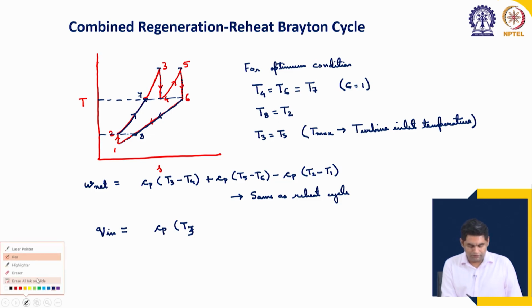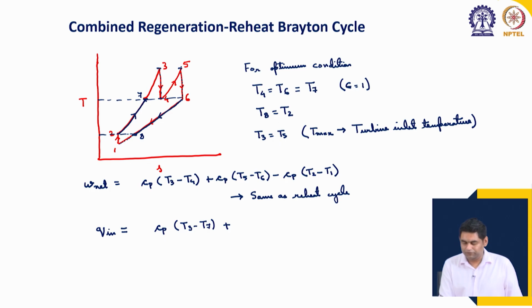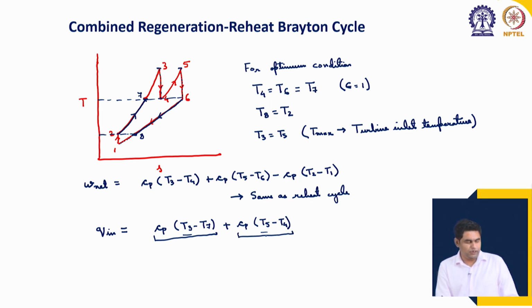T 3 minus T 7, let us write it again clearly, T 3 minus T 7 plus the secondary combustion or the reheat process, where the heat addition is equal to C p, T 5 minus T 4, okay. Sorry, T 5 minus T 4, correct. So, now if 4 and 7 are equal and T 3 and T 5 are equal, then both of these heat additions are equal, and we can write this as 2 times any of these heat additions.